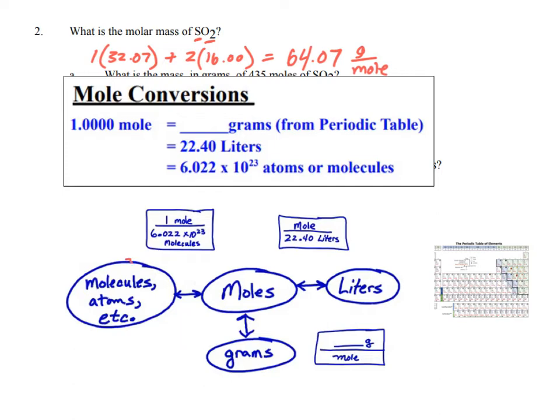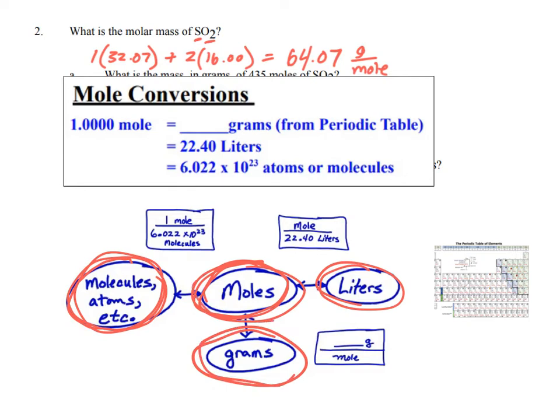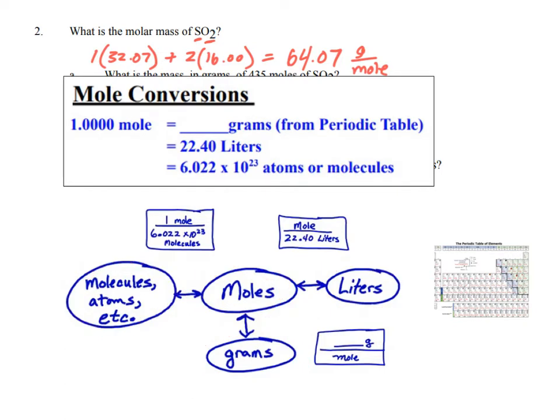All right, we could convert from molecules or atoms into moles. We can convert from moles into liters. We can convert moles into grams. And then we can go the other way. We can go from moles into molecules, liters into moles, grams into moles. We could go in either direction on each one of these things. Each one of these double arrows here indicate a step in the process. All right? And we can go either direction, depends on the problem.